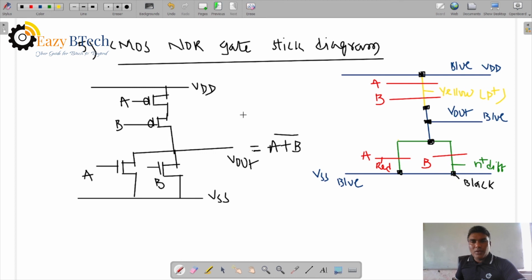Right. If any logic is given, first you know the logic, then you can draw the stick diagram. First the circuit diagram, then the stick diagram according to the transistor symbols, right? This is the complete representation of the CMOS circuit diagram for a given logic, and the stick diagram.